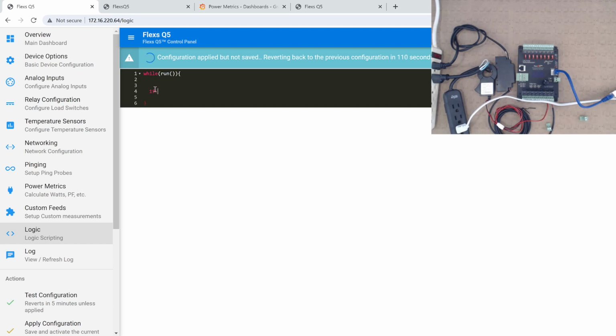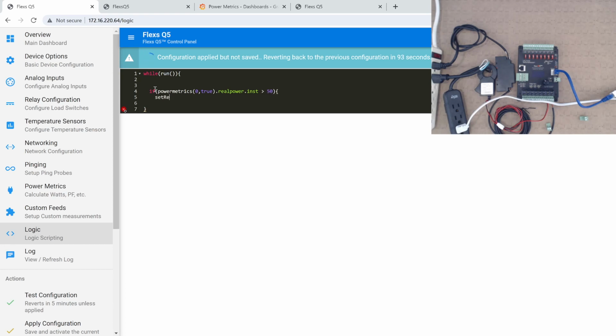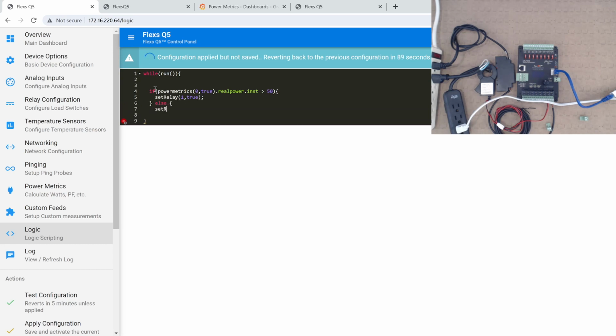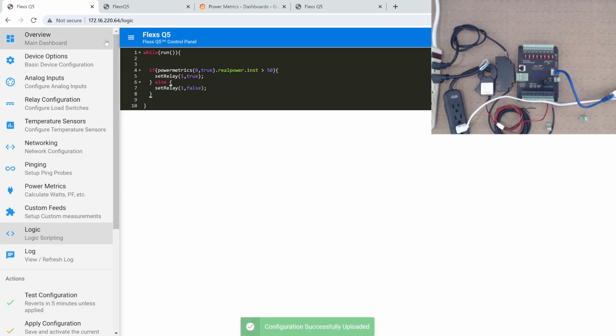So we could say if power metrics 0, again the first one, dot, actually let's do that, get extra information about it, dot real power, dot instantaneous. We could say it's greater than, for example, 50. We could set relay 1, true, else. So this would just turn that relay on or off anytime the power was above 50 watts.